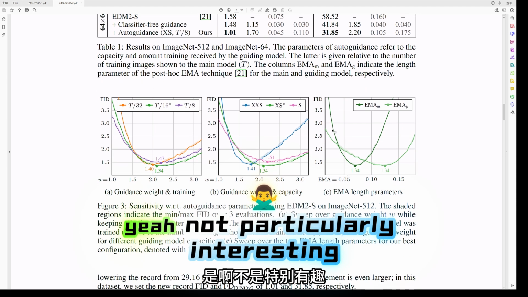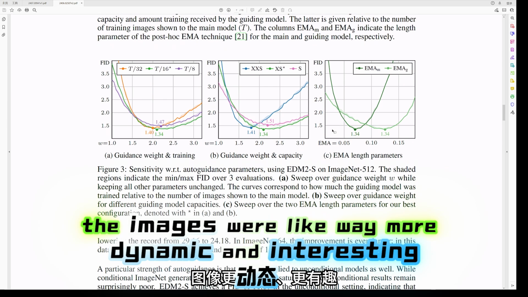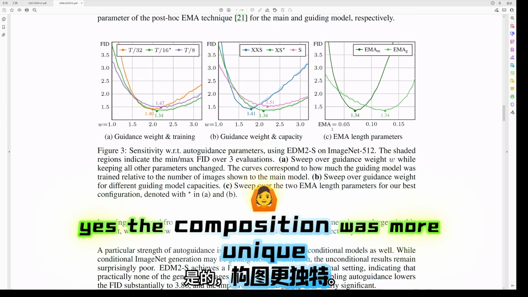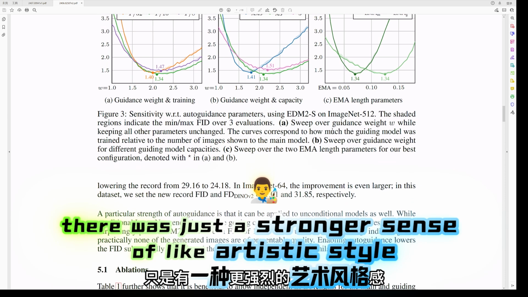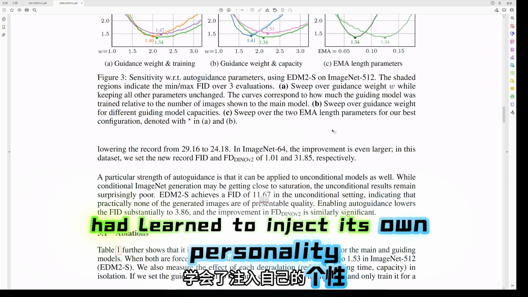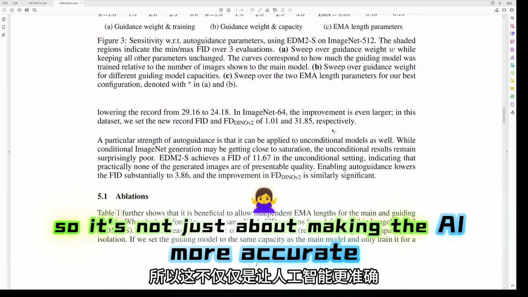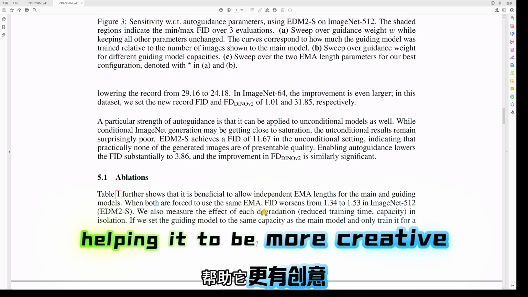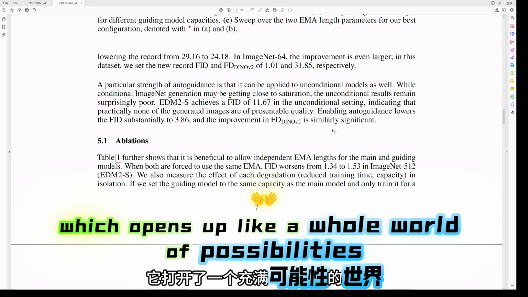Not particularly interesting. But with auto guidance, the images were way more dynamic and interesting. The composition was more unique, the colors were more vibrant, and there was just a stronger sense of artistic style. It was like the AI had learned to inject its own personality. So it's not just about making the AI more accurate. It's helping it to be more creative, expressive and creative, which opens up a whole world of possibilities.